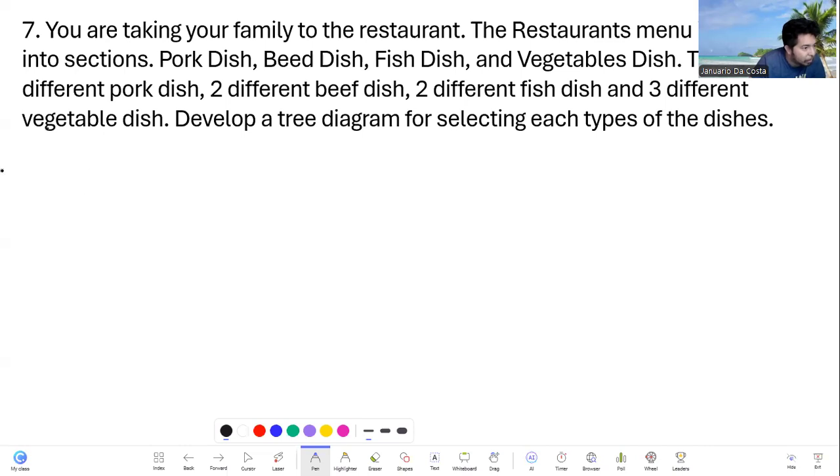Or what we call pork dish. So pork dish has how many options? You have 3 different options, 3 options of pork dish. And then you have beef dish, you have 2 options of beef dish.